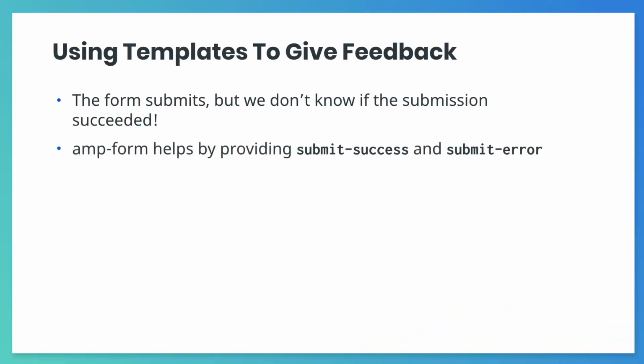At this point, our subscription form submits the user's name and email, but the user has no idea whether their information was accepted or whether there was an error. We want to let the user know what happened after they submitted the form. That's why AMP form provides submit success and submit error attributes.